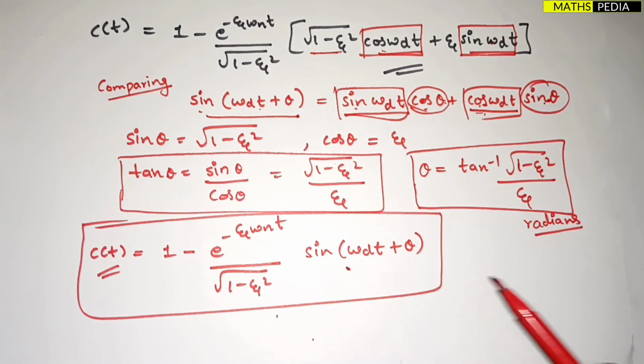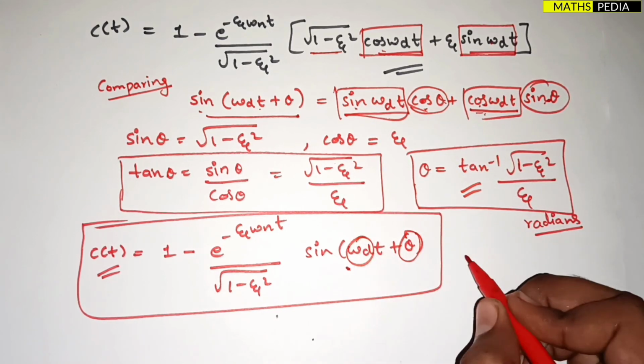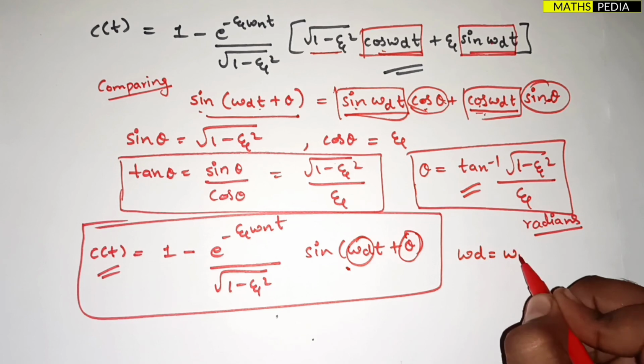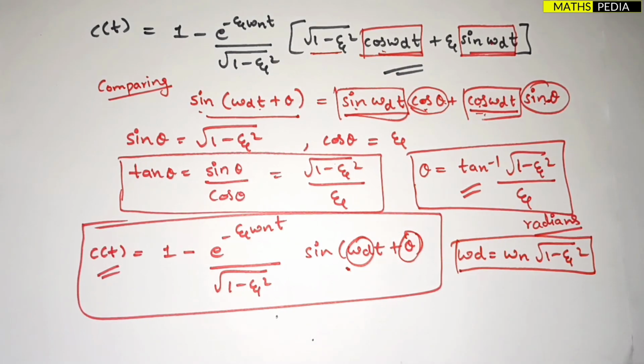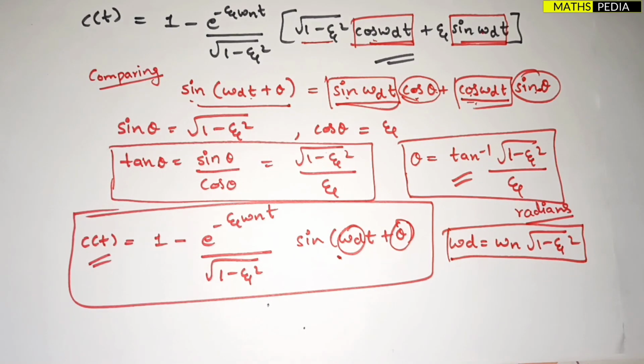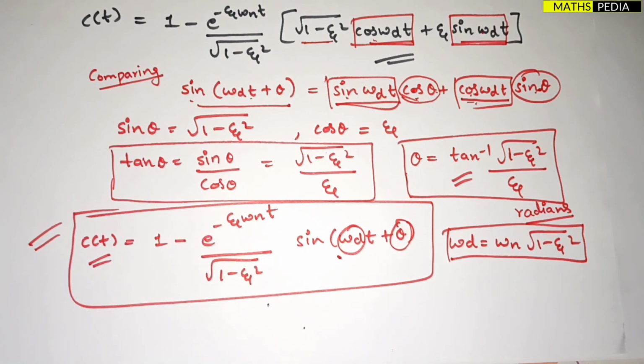Okay, now here you can observe what theta is. Theta is nothing but this formula. What is omega d? Omega d, as we discussed, is nothing but omega n into square root of 1 minus zeta square. These formulas you have to remember. While solving problems and all, we'll solve problems based on this in the next video. So this is the final required transient response of the second order system, the unit step response of the second order system.